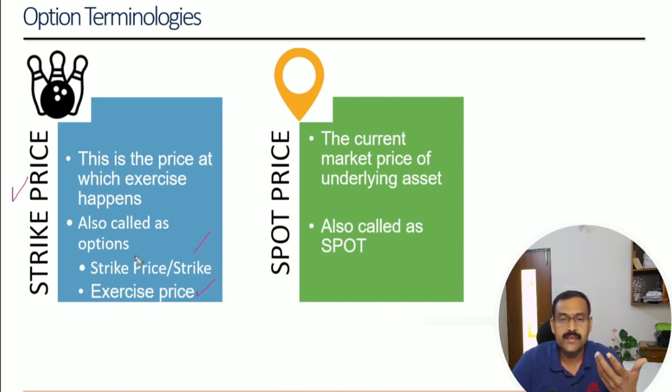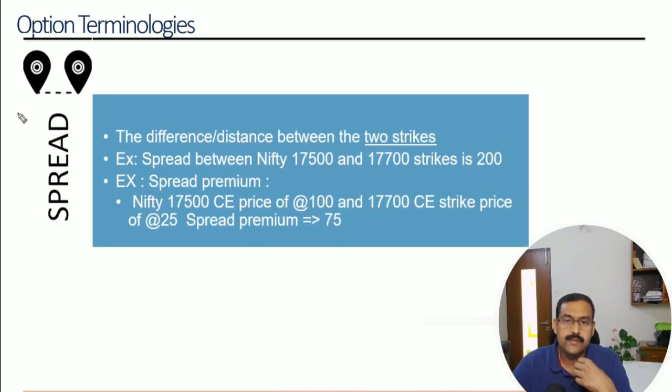It is interchangeably used. Coming to the spot price, it is nothing but the current price of the underlying. It can be an index or it can be a stock. Whatever is the underlying, the current price is called as the spot price. It is also called, in general, a spot. Next one is the spread.